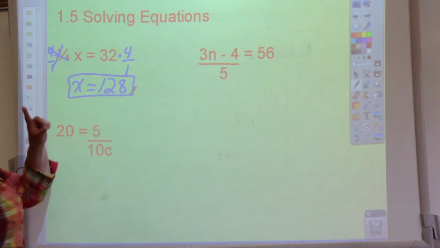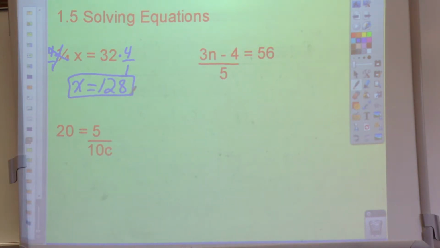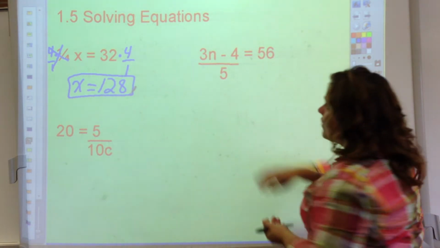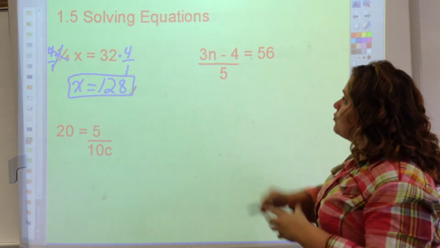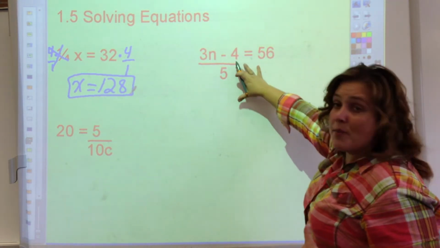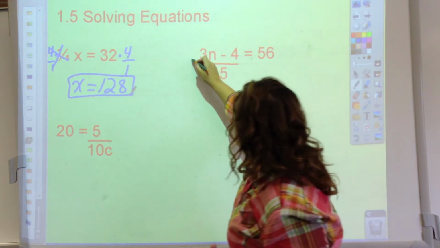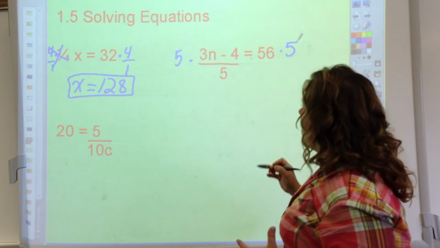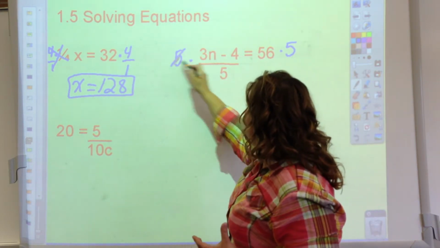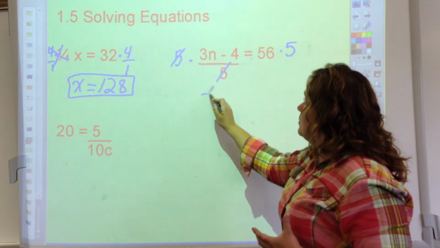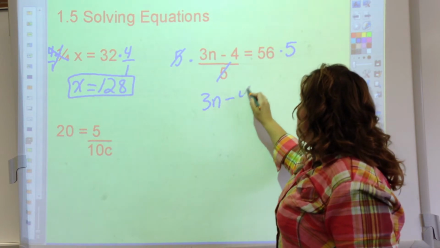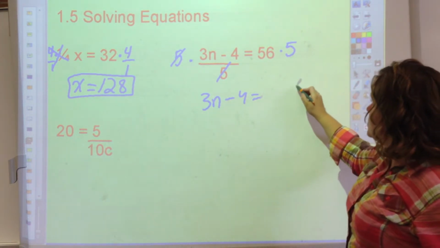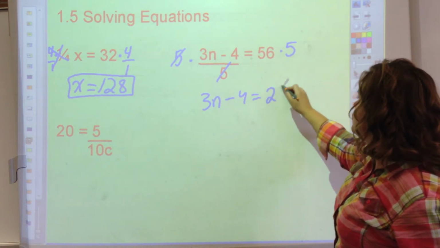A simple one-step equation. Now, over here, I have a fraction in the denominator. So to get rid of it, the opposite of division is multiplication. So I'm going to multiply both sides by 5. Over here, these 5's will cancel, leaving me with 3n minus 4 equals 56 times 5, which would be 280.